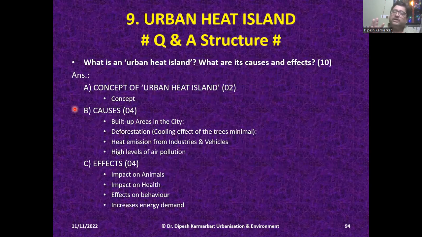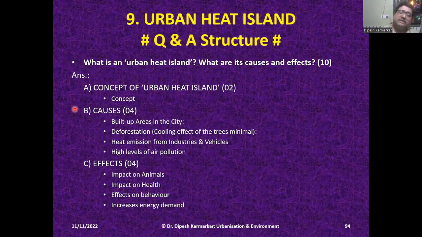The 4 main points we talked about are built-up areas in the city, deforestation, heat emission from industries and vehicles, and very high levels of air pollution. On all these points, you have to write paragraphs so that the content is good enough to earn 4 marks. As I said, we all are living in cities, and therefore you can very well give your own examples from your own cities to enrich your answer.